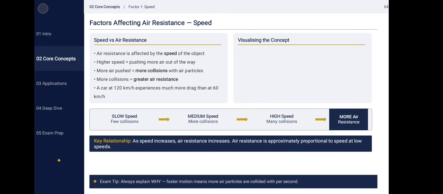So, in physical terms, the object exerts a force on the air particles to move them, and according to Newton's law, the air particles exert an equal and opposite force back onto the object. This pushback is what we measure as a drag force, or friction, or the air resistance that we can say.